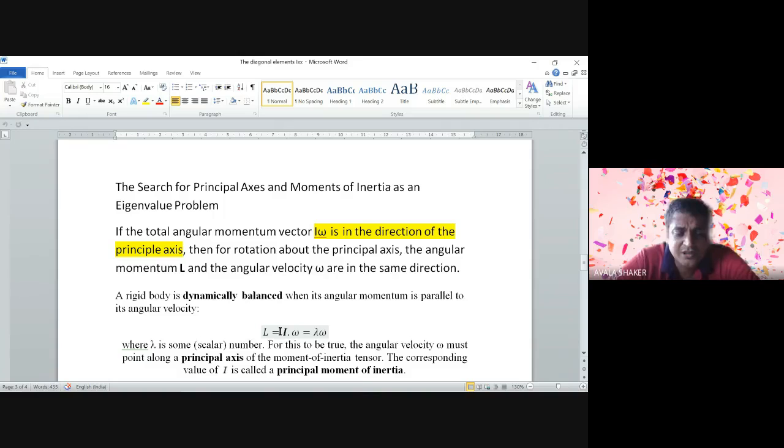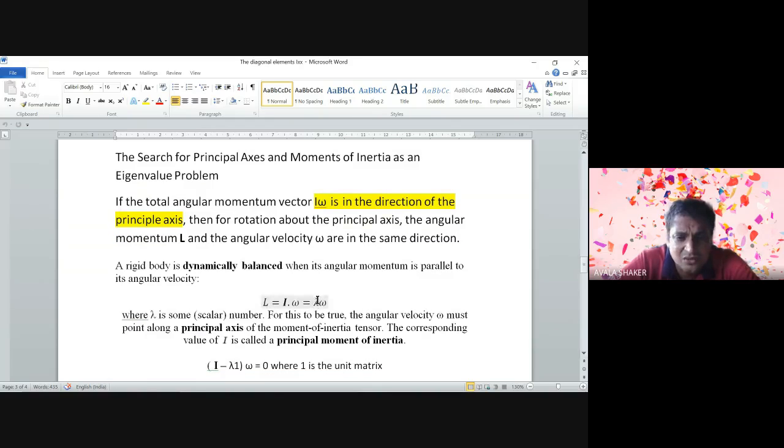Now, how to achieve this? In mathematics, we have an operator acting on a function, or a vector in this case, which gives you some value, which is a scalar, and the function back. The function here is omega. So this kind of problems are called eigenvalue problems, and these values, which are the scalars, are eigenvalues.